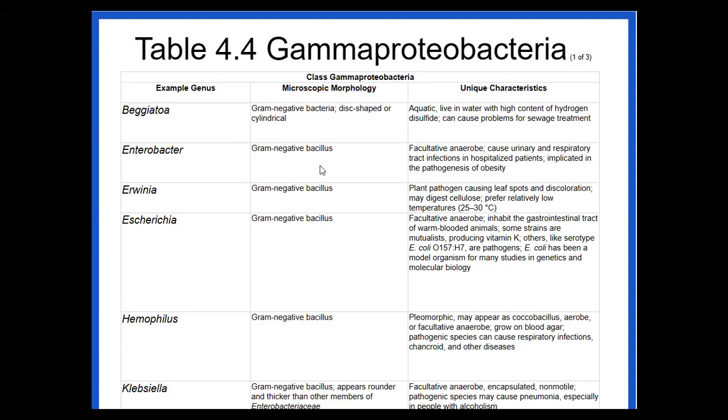Pero actually, it has pathogenic species that can cause pneumonia, lalo na yung mga nag-iinom. Okay, so yung alcoholic diyan, mahina yung immune system. So yung Klebsiella, yan yung nagko-cause ng pneumonia among those alcoholic people.